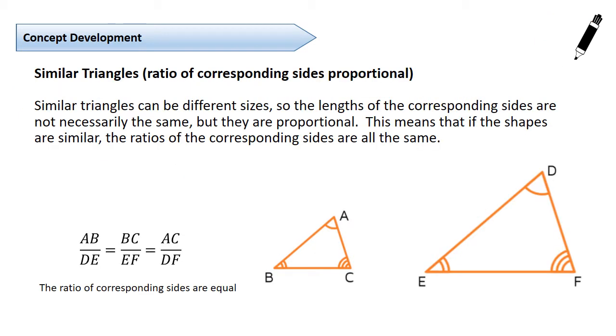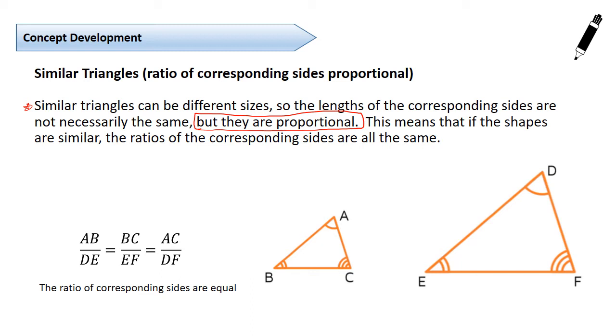Okay, so what we're going to look at here is, again, another way that we can tell if two shapes are similar, okay? As we've said before, similar shapes can be different sizes. It could be an enlargement or a shrinkage of a particular shape. So the lengths of the corresponding sides are not necessarily the same, but they are proportional, okay? We need to be a little bit careful about what that word means, and we're going to unpack that over the next few slides.